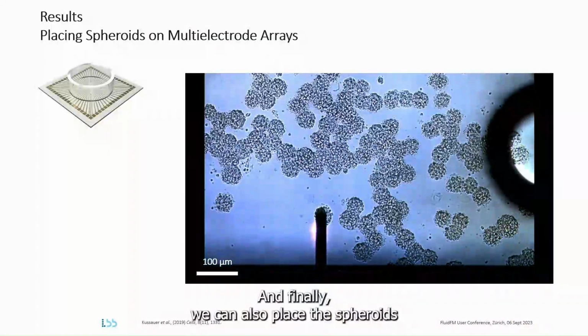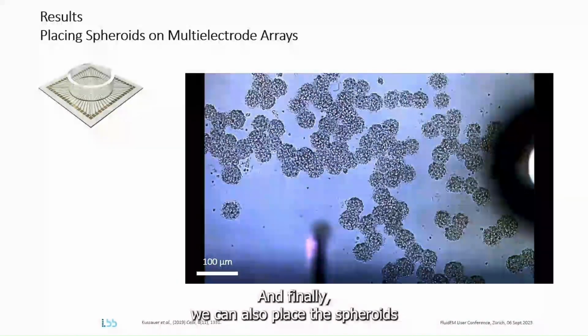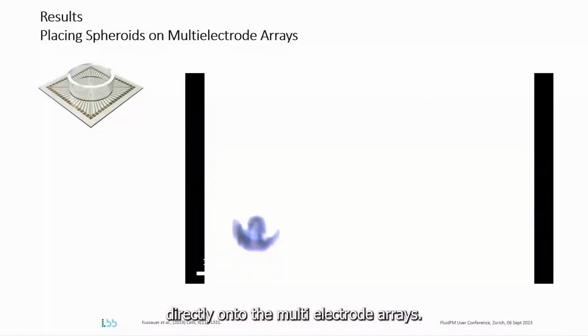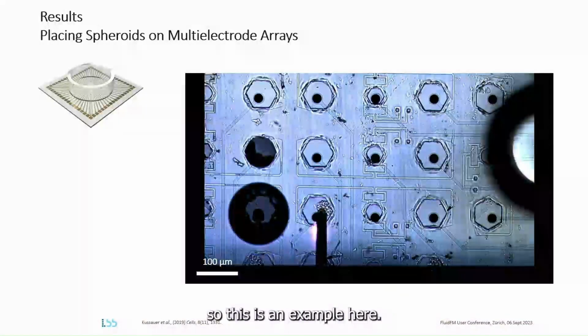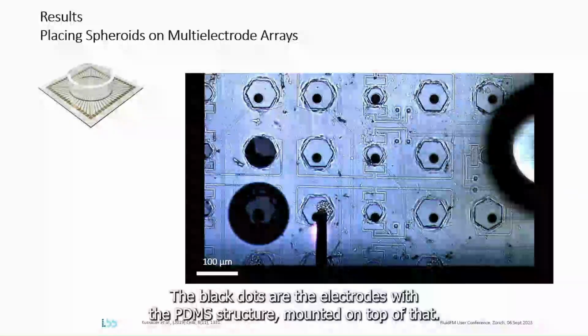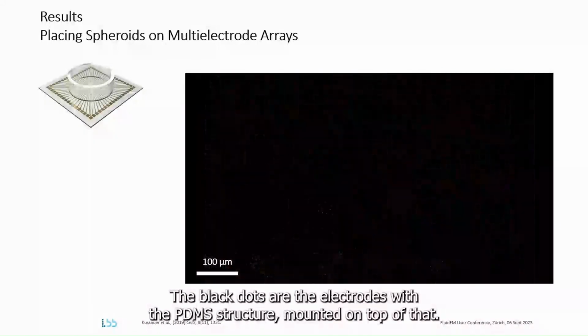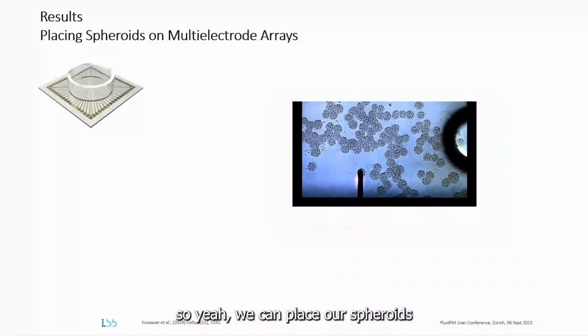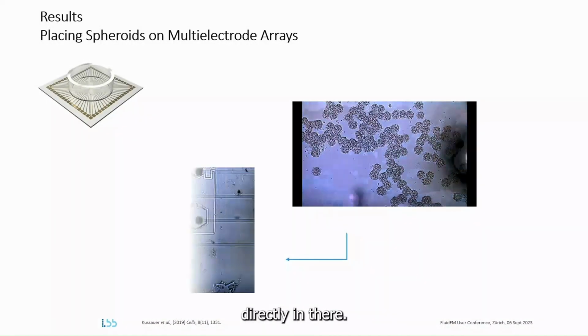And finally, we can also place the spheroids directly onto the multi-electrode arrays. So this is an example here. The black dots are the electrodes with the PDMS structure mounted on top of that. So yeah, we can place our spheroids directly in there.